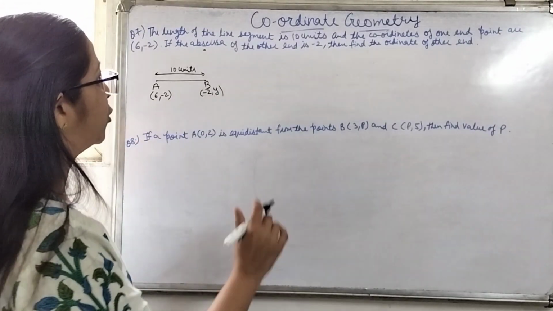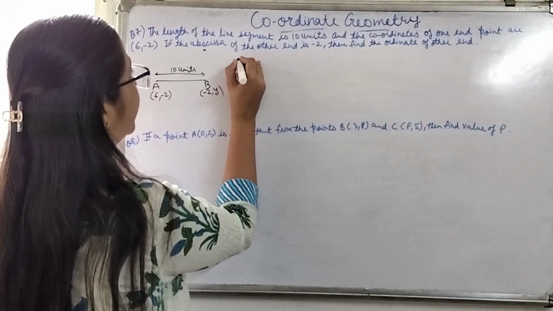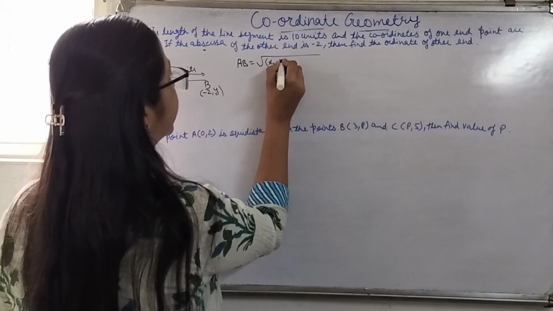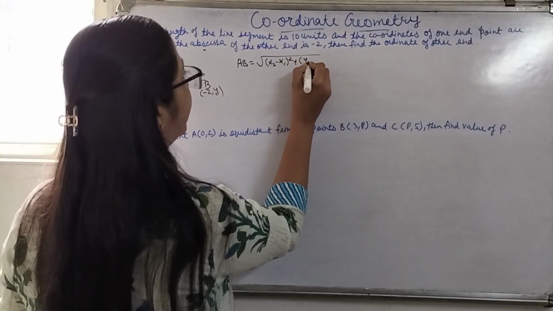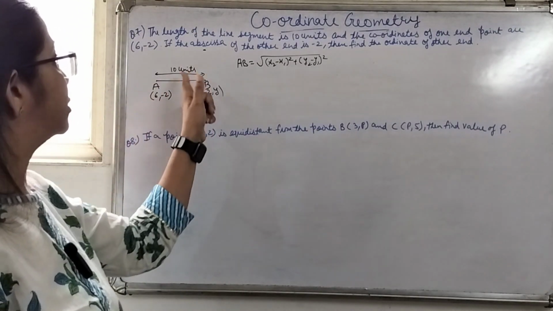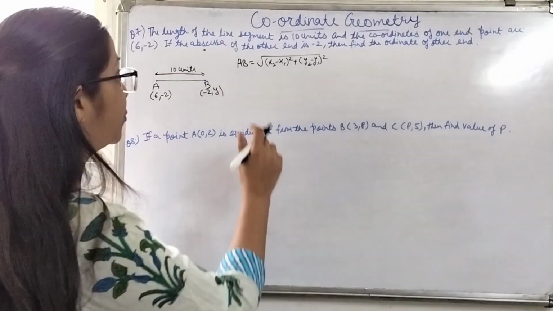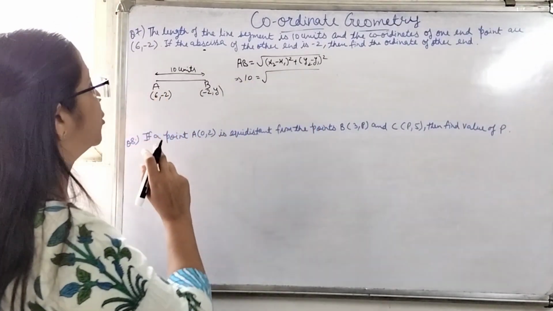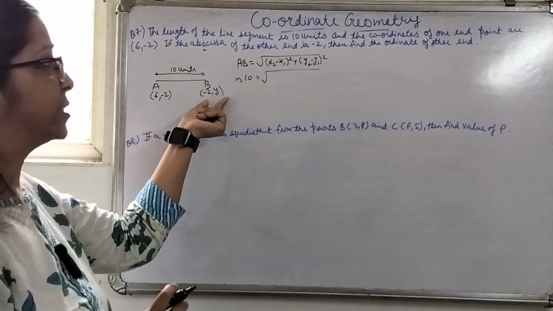We know the distance formula. So according to the distance formula, your AB will be root of (x2 minus x1) whole square plus (y2 minus y1) whole square. Distance between these two is already given to us as 10 units. So we will be keeping AB equivalent to 10. And over here, suppose I am taking this as x2, y2 and this as x1, y1.